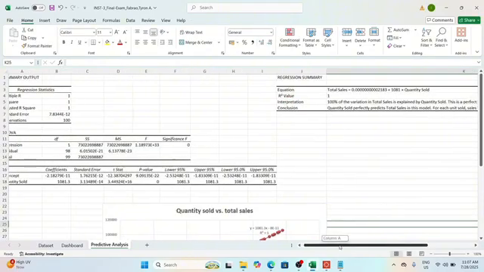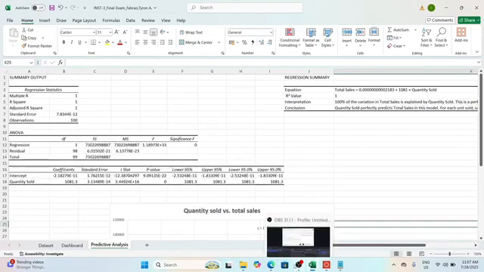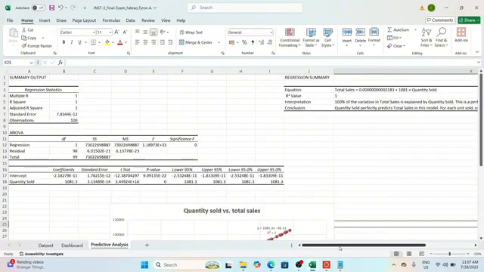But this is only because the unit price never changes. In real life, that's almost never true. A better model would account for discounts, seasonal demand, or price changes.